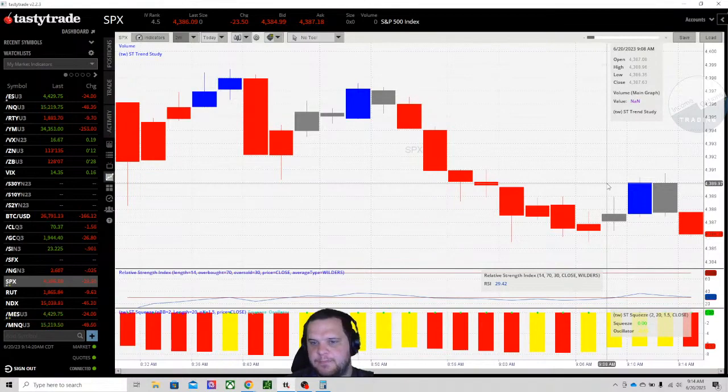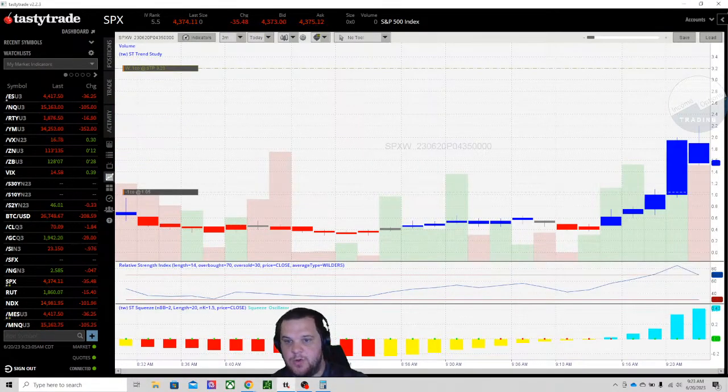Would you also close the other side when you get stopped? So no, I leave the other side. I leave each spread independent of one another.